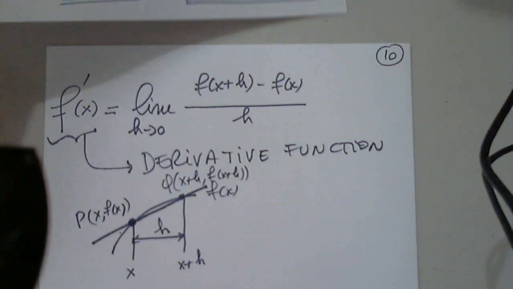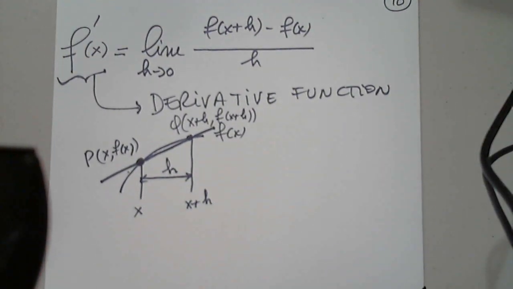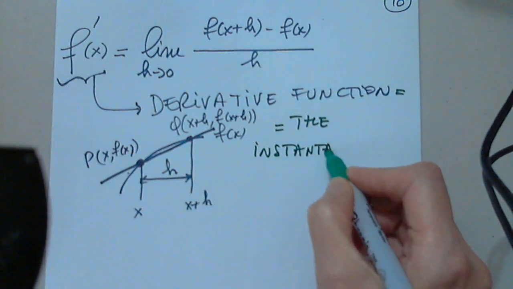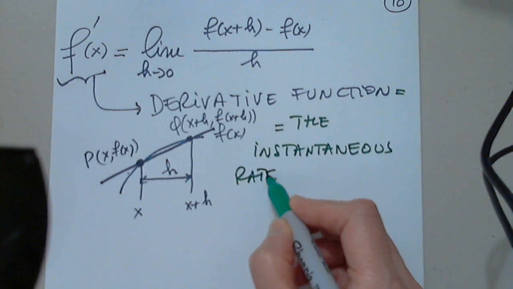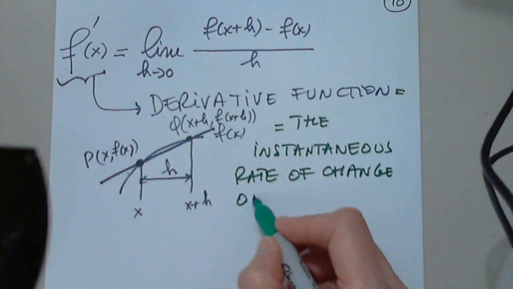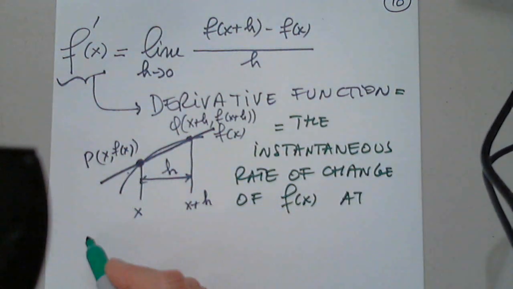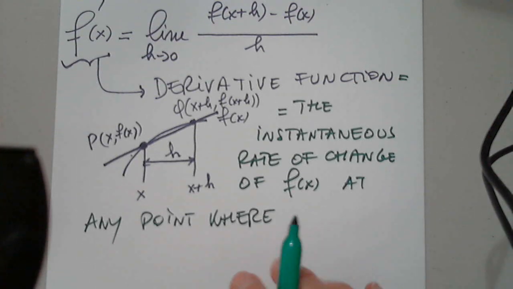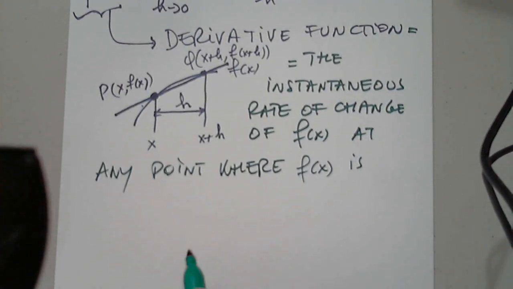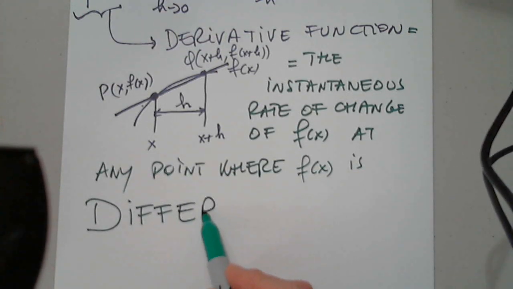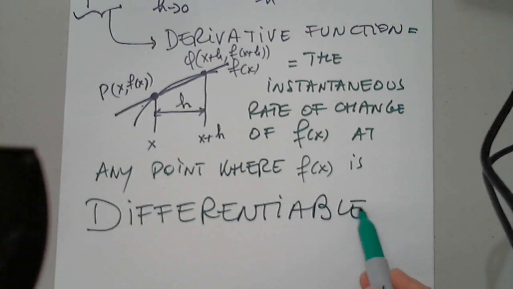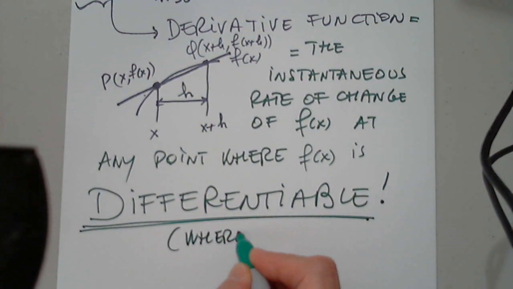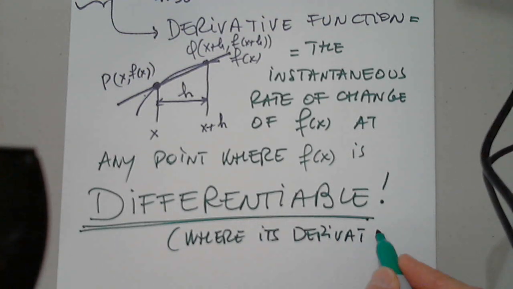Let me write this down first, and then I'll present the keyword. So this is the derivative function that equals the instantaneous rate of change of f of x at any point where, and this is a very important concept, where the function is differentiable. What does this mean? Where its derivative exists.